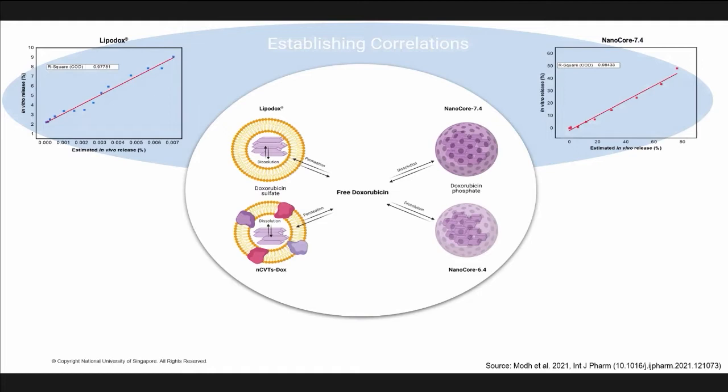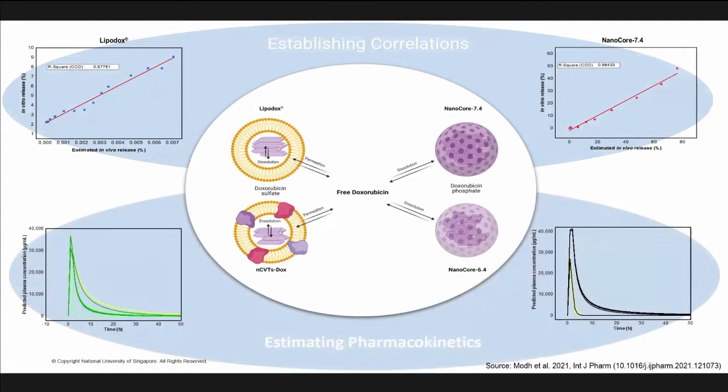The next step is you have to generalize that, and you have to apply that to new formulations. And this is where it becomes tricky. Our two formulations were Nanocore 6.4, which is another candidate from the same line like Nanocore 7.4. And the other one was an extracellular vesicle preparation, so dramatically different also from Lipodox. Still, we created estimated pharmacokinetics because, of course, the model can do that. You just enter the in vitro data, and then you get an estimation of the in vivo data.